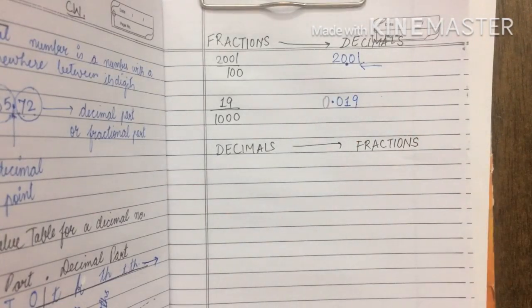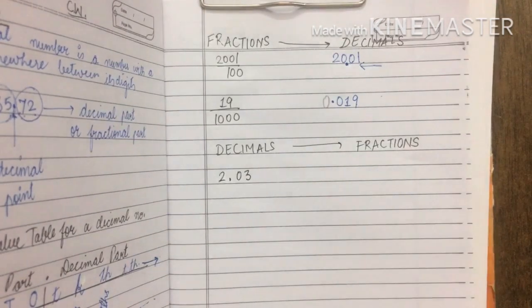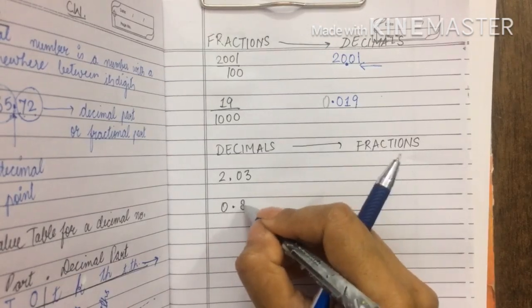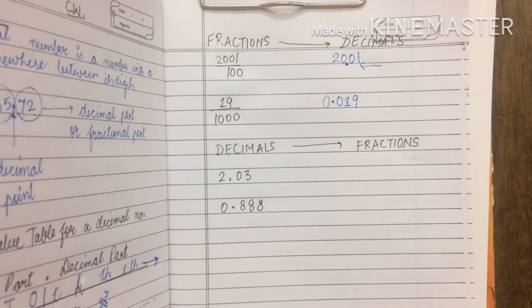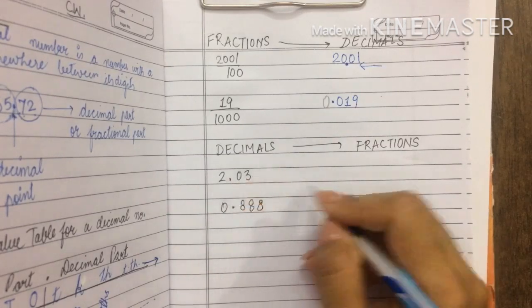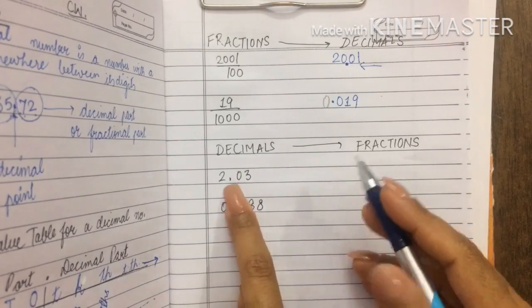Again, I'll be taking a couple of examples. Let's take an example, 2.03, and another one is 0.888. So how do we change a decimal number into a fraction? The decimal number will be changed into a fraction by using this.